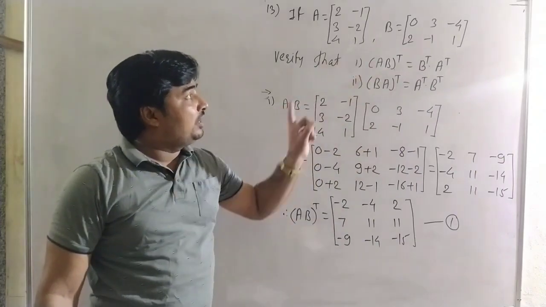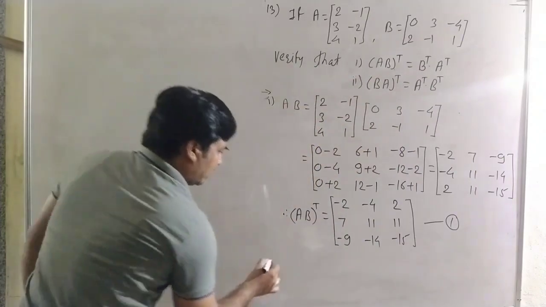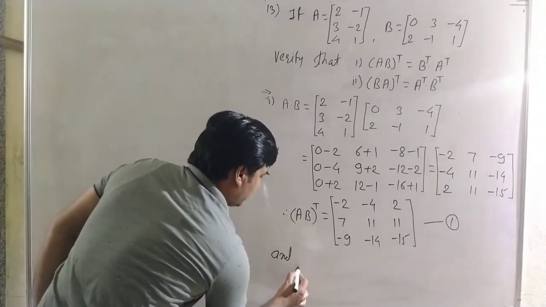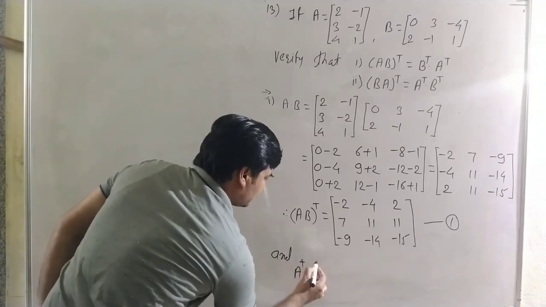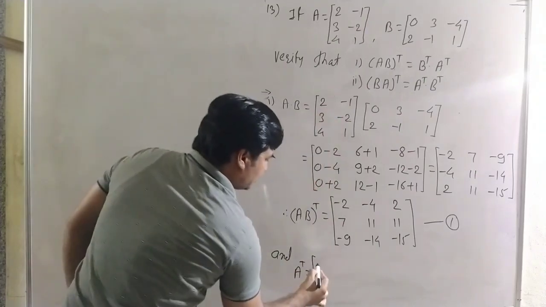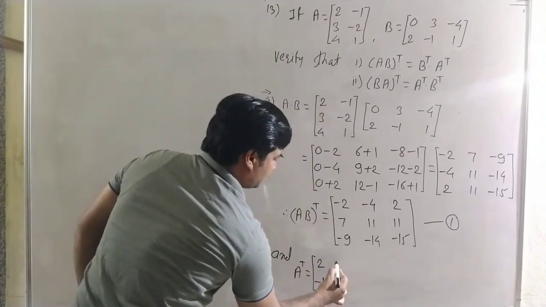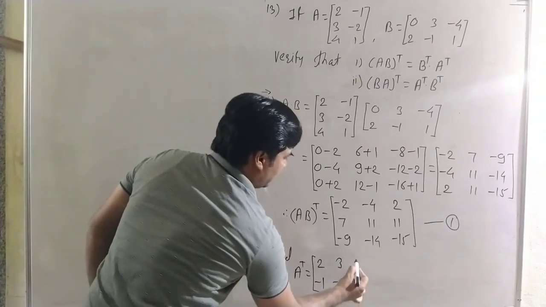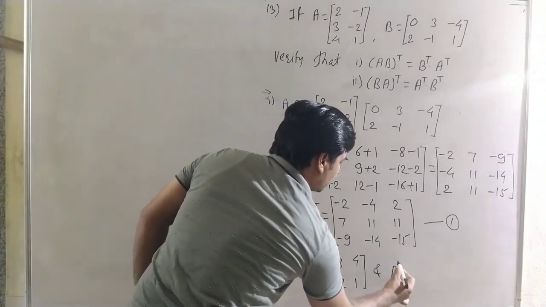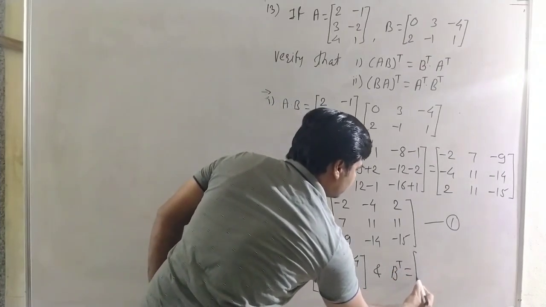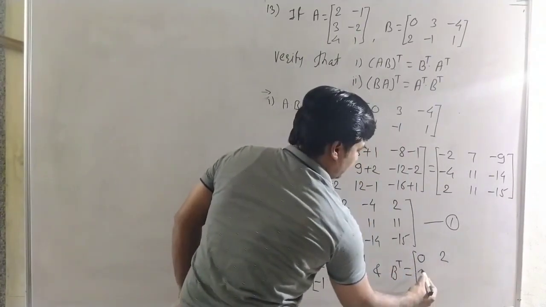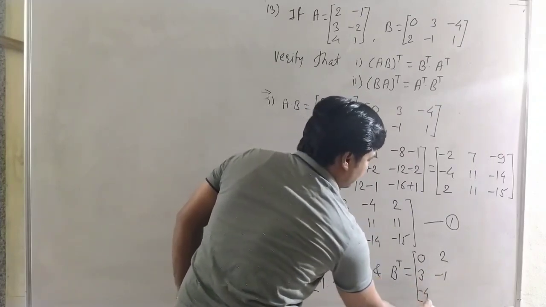Now we want to find B transpose into A transpose. First find A transpose and B transpose. Therefore A transpose is equal to, see carefully, here it is A, therefore A transpose is 2, minus 1, 3, minus 2, 4, 1. It is A transpose, and B transpose is equal to, it is B, therefore B transpose is 0, 2, 3, minus 1, minus 4, 1.